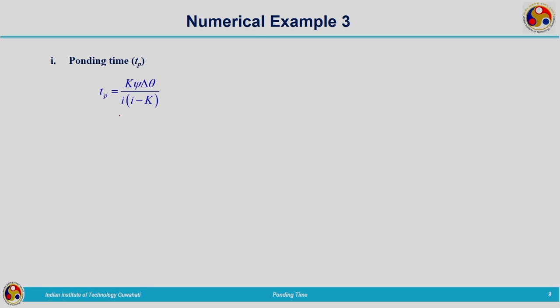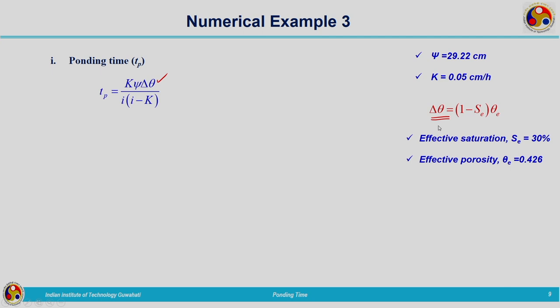We are having the expression for tp, K psi delta theta divided by I multiplied by I minus K. So the values are given to us, psi is equal to 29.22 centimeters, hydraulic conductivity K is equal to 0.05 centimeters per hour. Now we are having delta theta. As we have done in the previous examples, we need to calculate the value corresponding to delta theta. Effective saturation and effective porosity are given to us. So we will be substituting in the expression for soil moisture deficit. Delta theta can be calculated as 0.296.